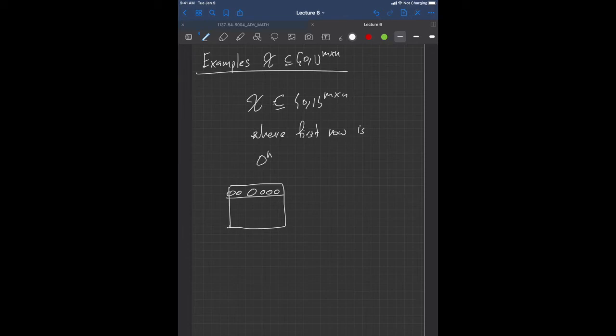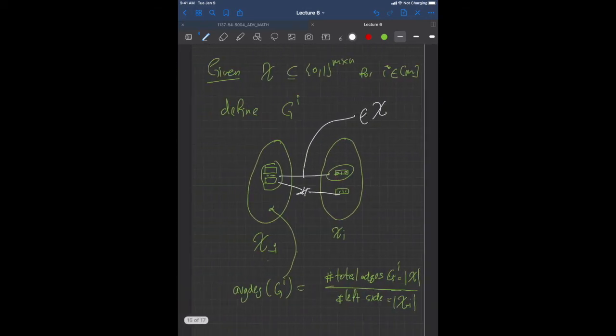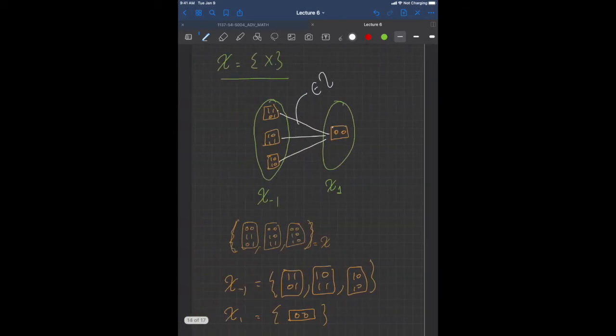So we want to know what is the average degree of the first row in this particular example X. So what's the example X going to be? It's something like this, right? In this particular example of our set, I didn't plan this, but it so happened that we ended up with all the matrices whose first row was all zeros, right?